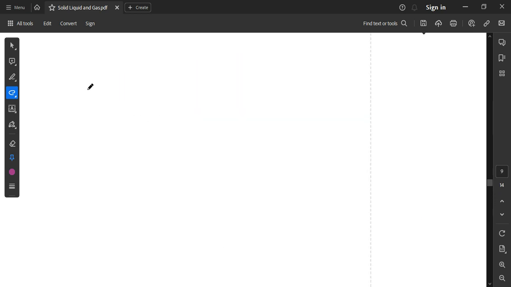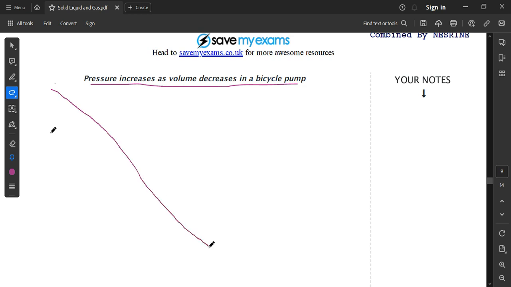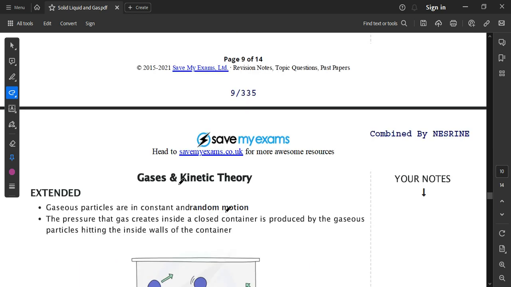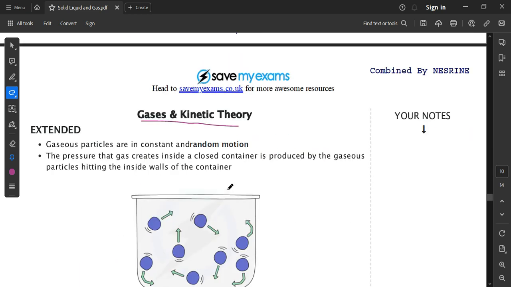I don't think we have the image over here. Okay, never mind, let's move on. Gases and kinetic theory. This again is for the extended.